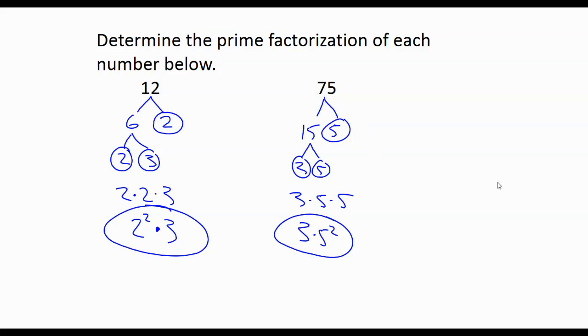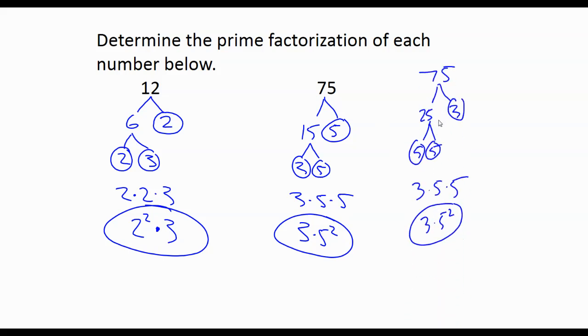And one thing I want to show you is, let's say when I did 15 times 5, let's say you looked at 75 and you said, oh, I think that's 25 times 3. It's still going to come out the same. So here it is broken down as 25 times 3. The 3 gets circled because it's prime. And then 25 breaks down to 5 and 5. I still have the same thing, 3 times 5 times 5, which would be 3 times 5 squared. All right.